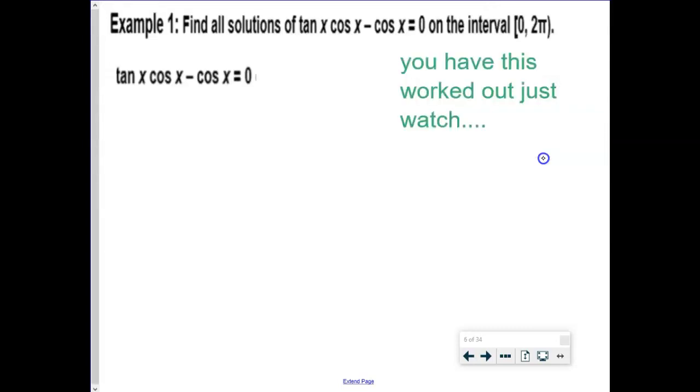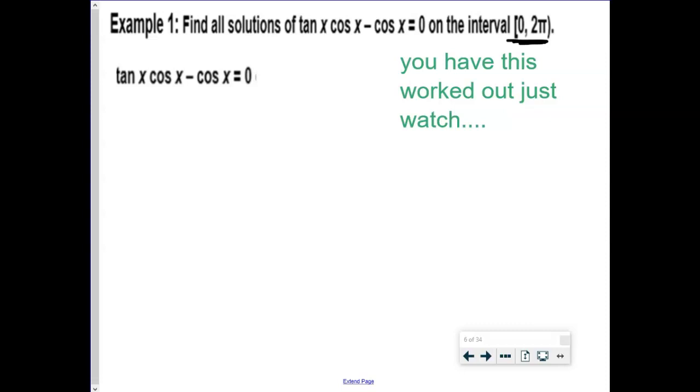So this first question, this is done for you. So you don't need to look or write down anything. You just need to watch me on the board. So the equation is tangent of x times cosine of x minus cosine of x equals 0. And they want you to give me all the answers between 0 and 2 pi.